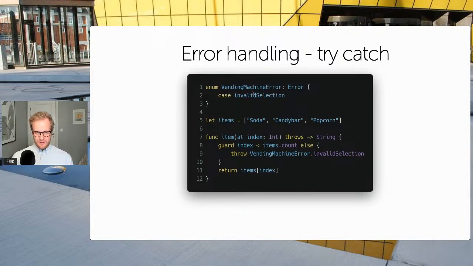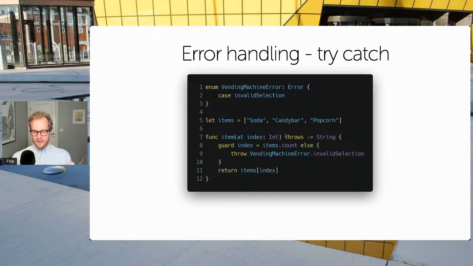So we have VendingMachineError, and this is our vending machine. As you know, in a vending machine, you can tap a number and you get something out of it. So in this vending machine, we just have three items. On index 0, you have soda, then you have a candy bar, and then you have popcorn. And then you have a function here that gets an item out of this list based on an input index. It returns a string, which is what this indicates, but it's also marked as throws, which is a way to indicate that this function can throw an error.